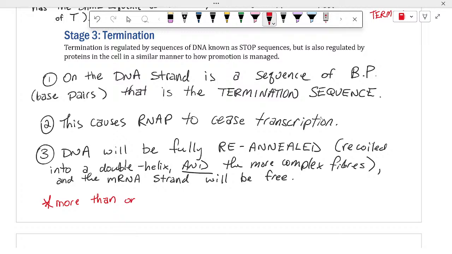Note that more than one RNA polymerase molecule may be transcribing a given gene at any given time.